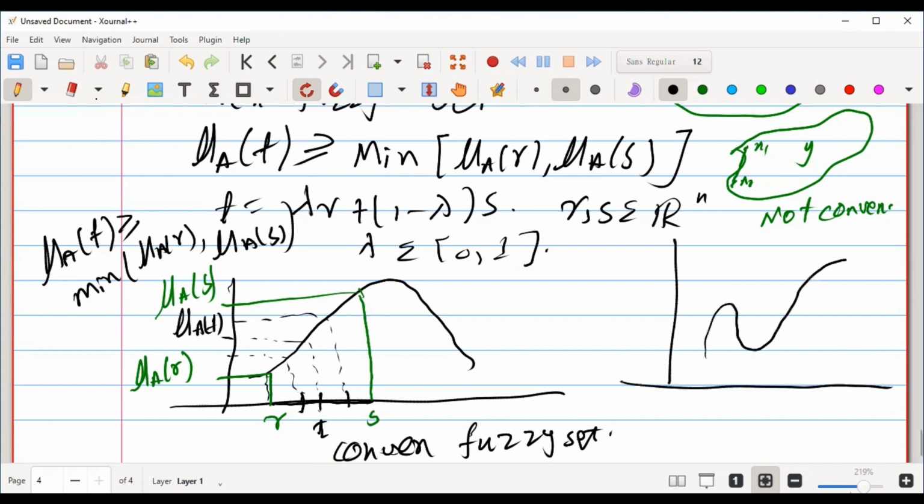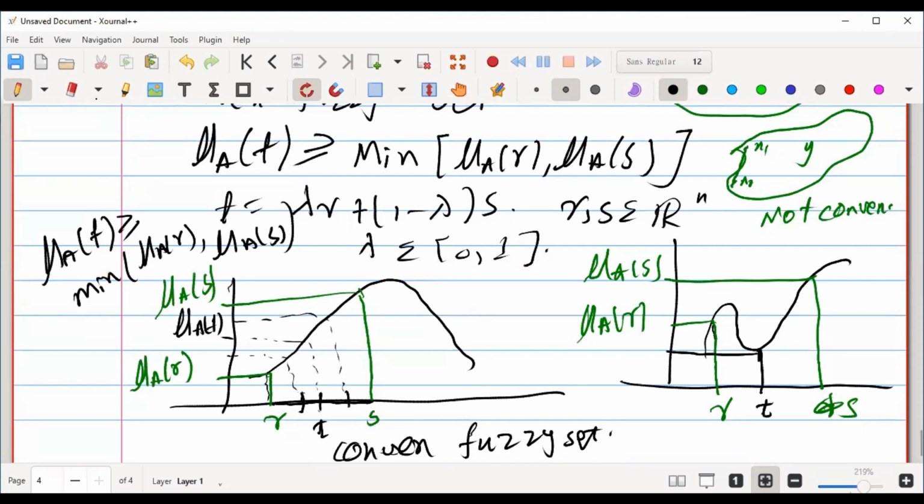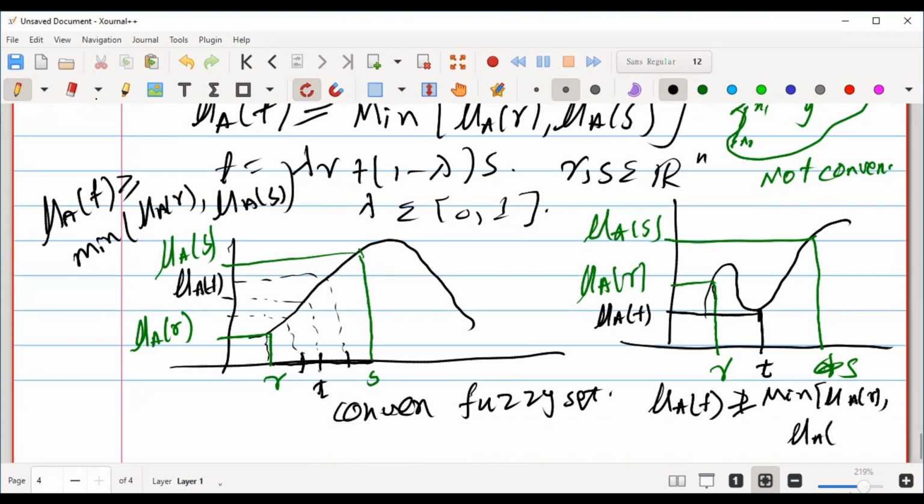I will give an example of a non-convex fuzzy set. Like this graph, I take a point R and another point S. The membership function corresponding to R is mu A of R, and the membership function corresponding to S is mu A of S. I take any point between R and S, this point T, and the membership function corresponding to T is mu A of T. From the graph, it is clear that mu A of T is not equal to or greater than the minimum of mu A of R and mu A of S. So we say that the function is not convex.